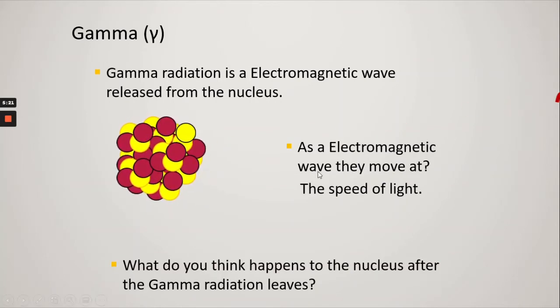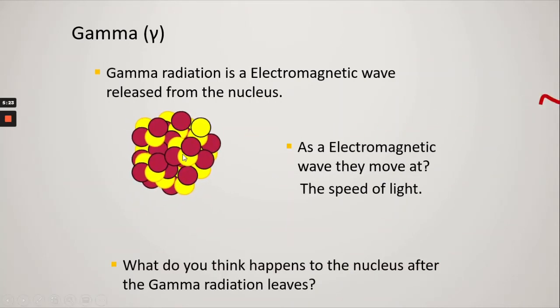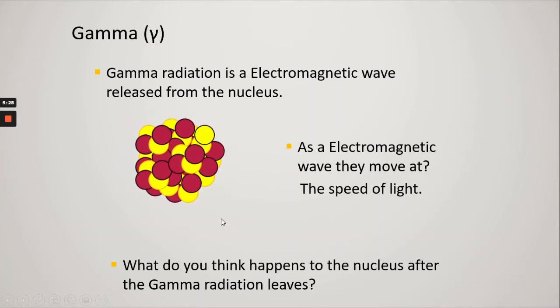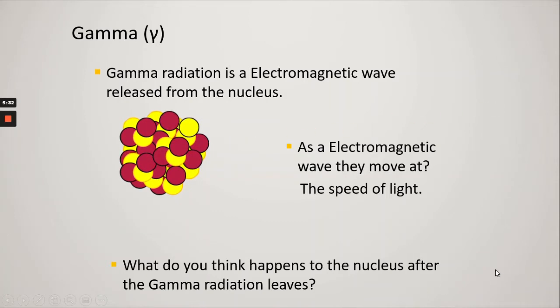As I say, they move at the speed of light, and basically gamma radiation is just a way of the nucleus releasing energy. So what do you think happens to the nucleus after the gamma radiation leaves? Well, it's not going to change, the number of protons and neutrons won't change this time, but like I say, the nucleus will just have a lower energy as it's releasing some high energy radiation.